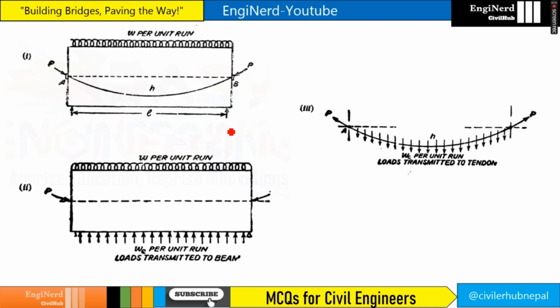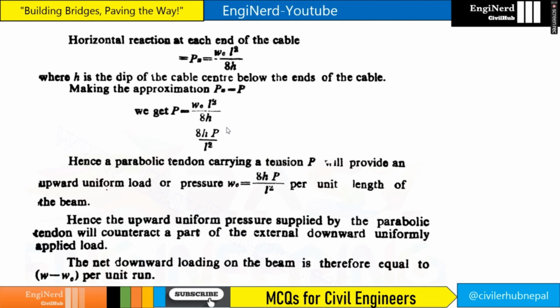Okay, this is the figure to understand. And here the horizontal reaction at each end of the cable will be WL square by 8H, and this has to be equal to P, right? So W has to be 8HP by L square. The P is 8HP by L square.